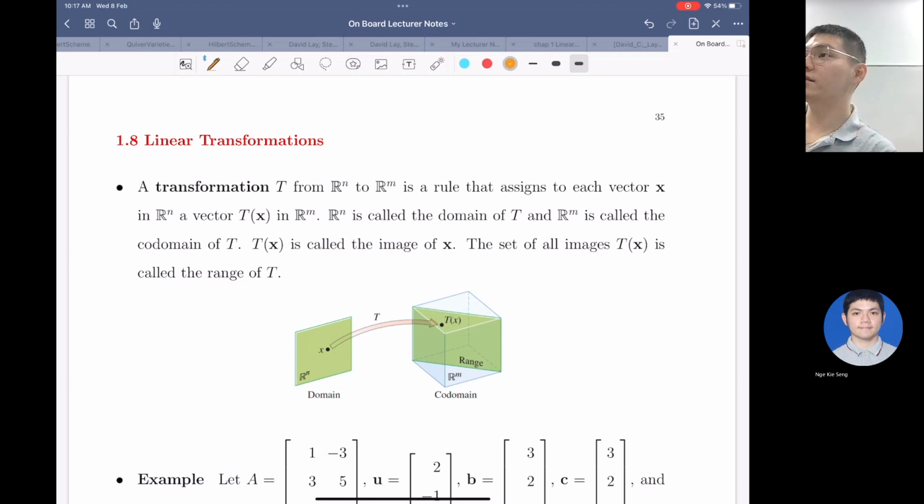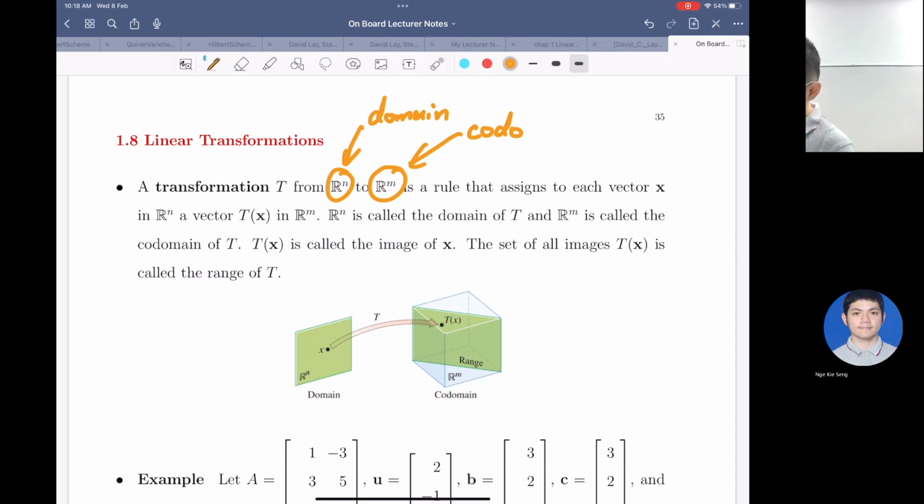Have you all learned about functions? A function takes an input and gives you an output. A transformation is a kind of function, but a special kind that goes between Rn and Rm. Later we'll see what it actually transforms. I give you a vector in the domain, and then the transformation will give me something in the codomain.